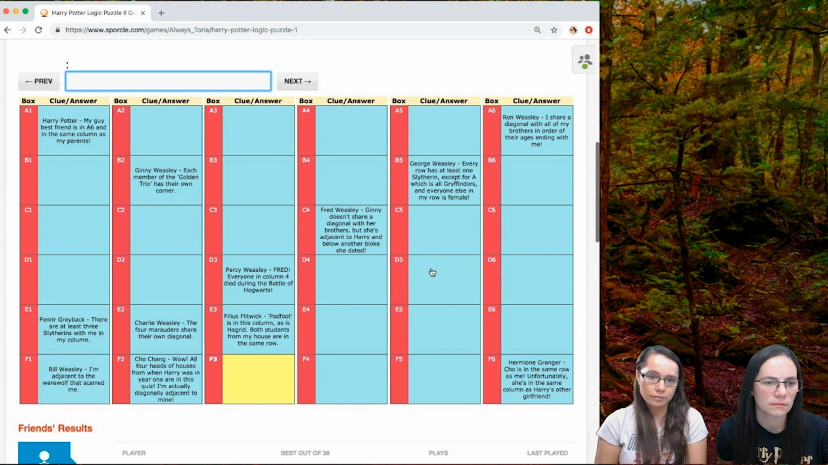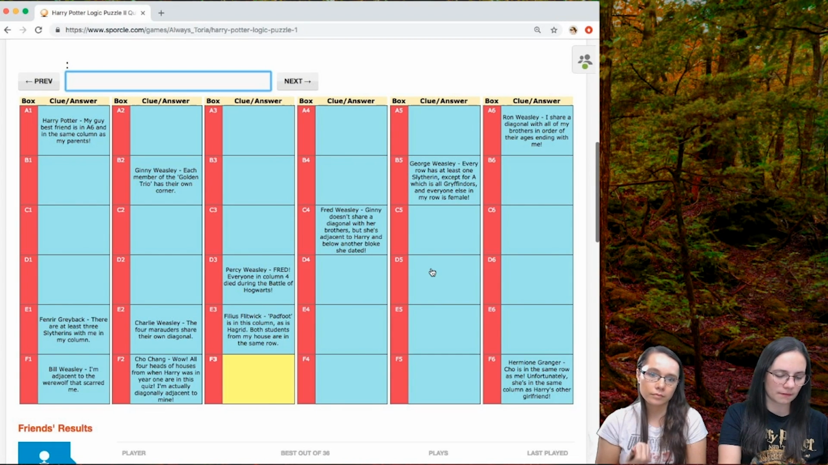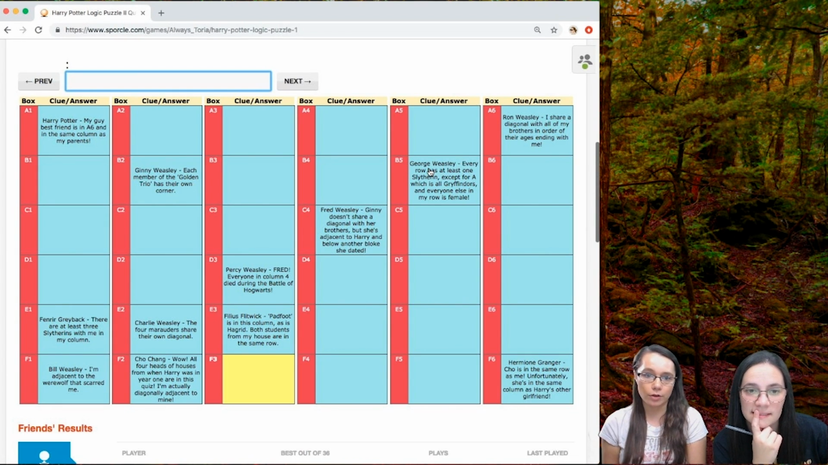This quiz: everyone in column 4 died. 4 equals Battle. George says everyone else in my row is female. That means that row B can't have any Marauders in it.